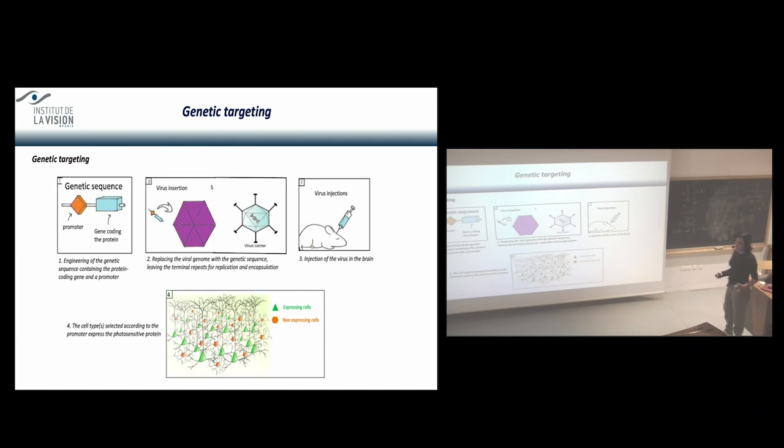So the virus, because it's made for this, is going to infect different neurons. And at this point, only the neurons that are able to recognize the promoter will actually be able to express the protein that is encoded by the gene.